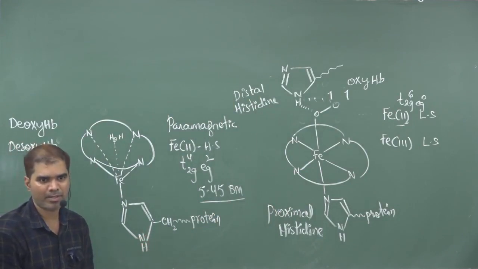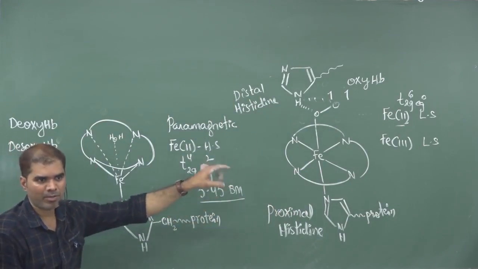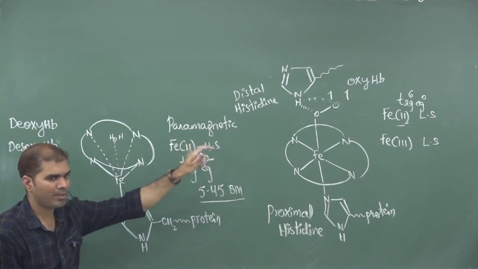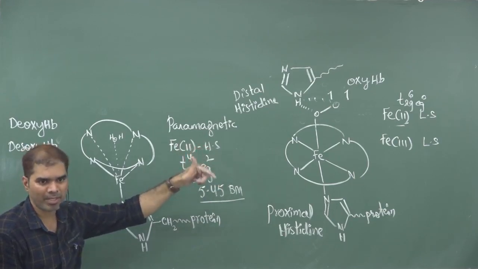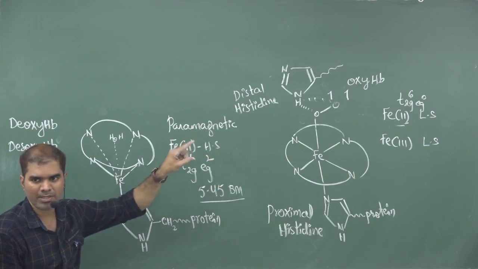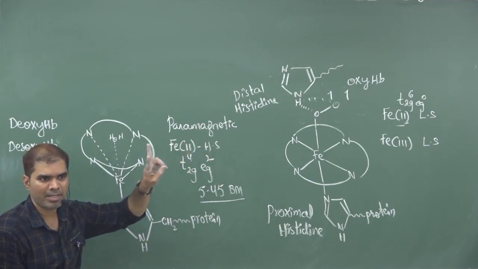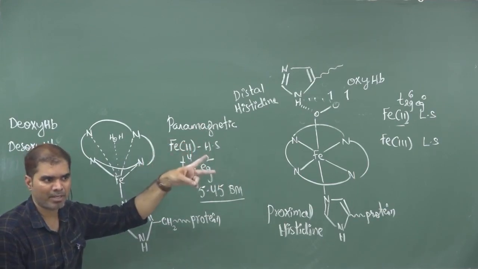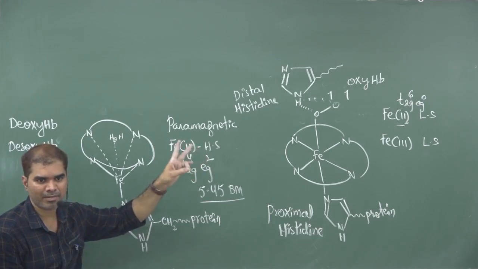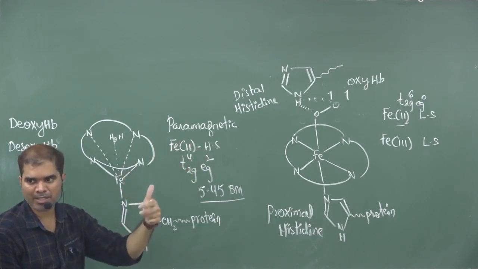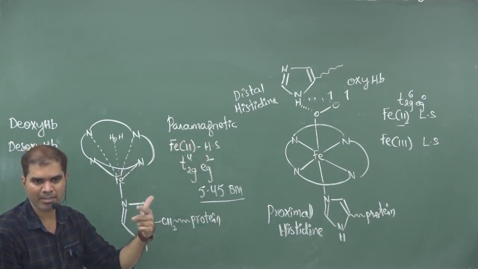Did you get the point? If in hemoglobin iron you say that it is iron 2 low spin, no unpaired electron, but dioxygen is bound to it, dioxygen is a spin triplet state, it is having 2 unpaired electrons, it should be paramagnetic, but it is diamagnetic. Then another explanation has come.